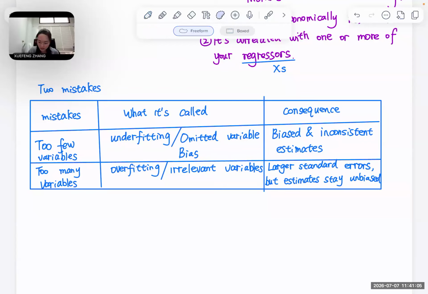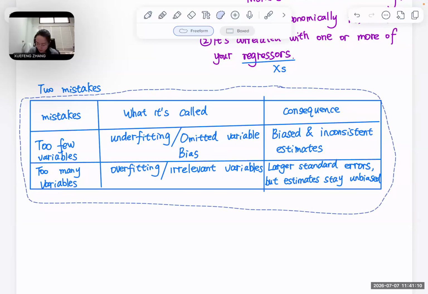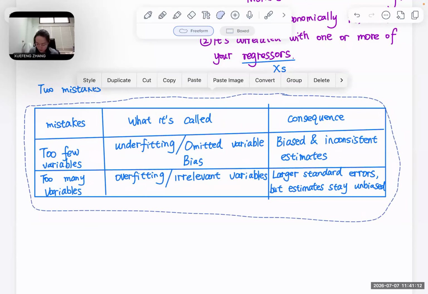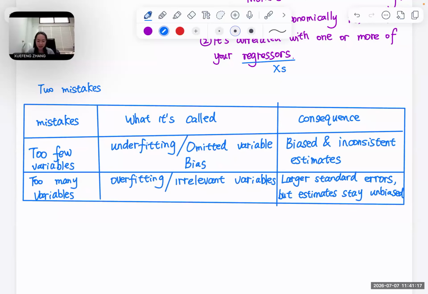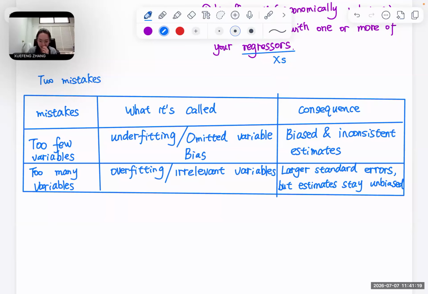Okay, let me enlarge it. Okay, so take a look at those two mistakes. The first one, too few. You're gonna have biased and inconsistent estimates. Second, too many. You're gonna have larger standard errors, but estimates stay unbiased.